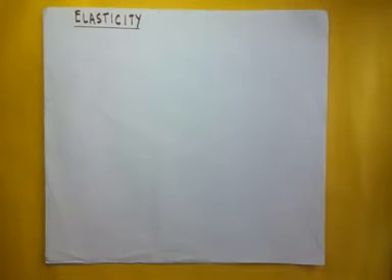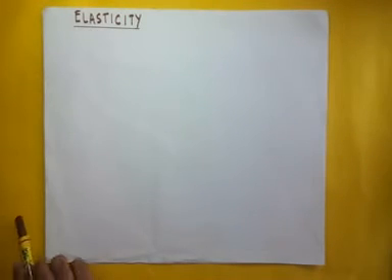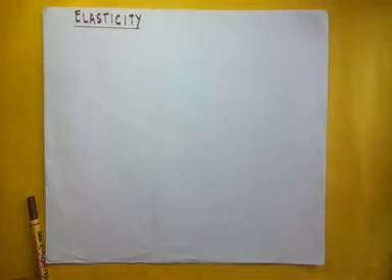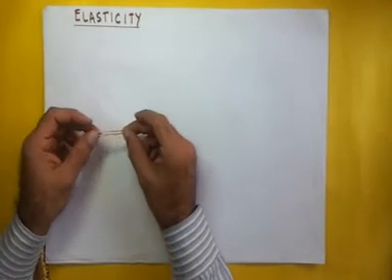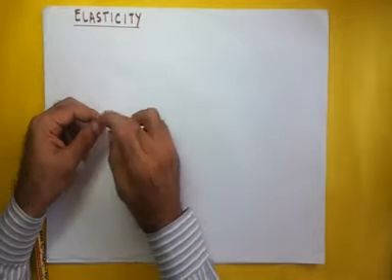In this video, we are going to look at a concept that all of us have experienced in daily life: elasticity. Let us begin with a very common example, a rubber band, or elastic band. This is its original shape and size. It has a certain length.